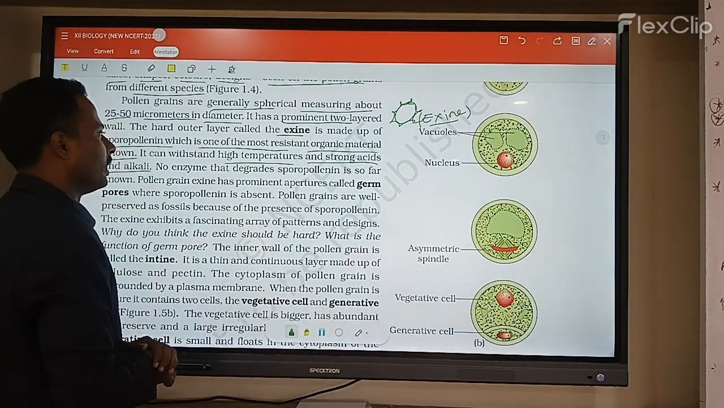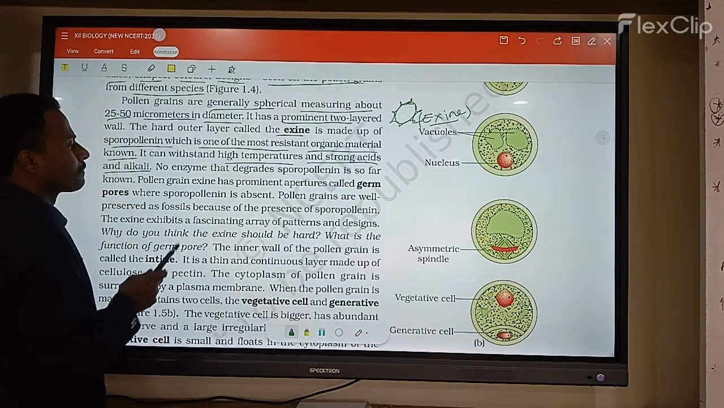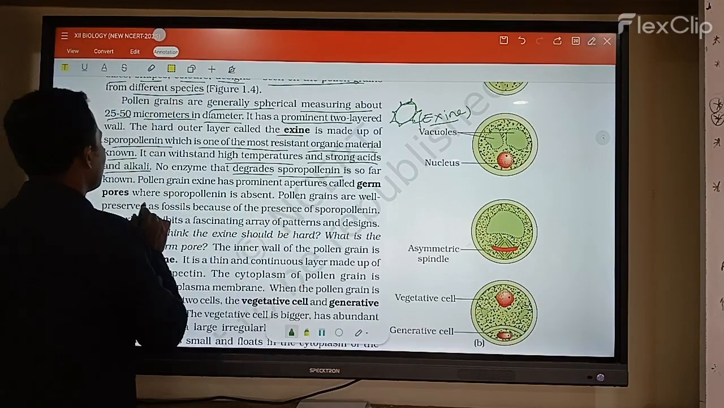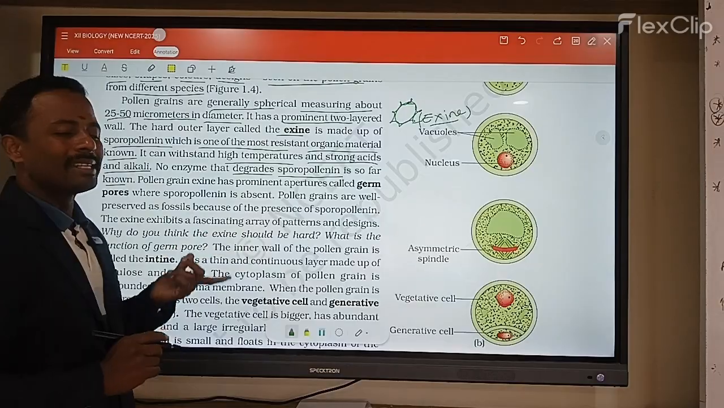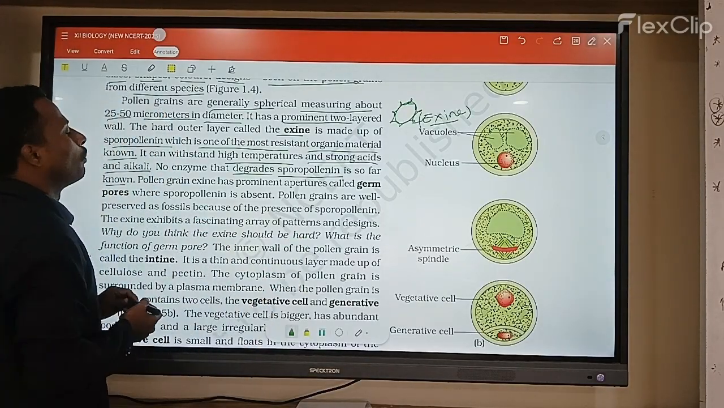Sporopollenin withstands high temperatures, and strong acids and alkali. No enzymes are known that can degrade sporopollenin.